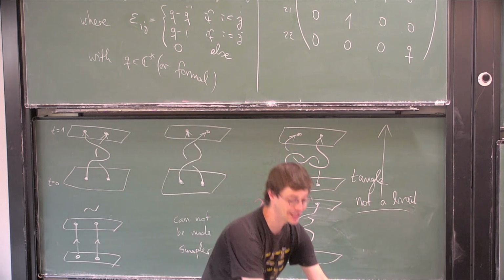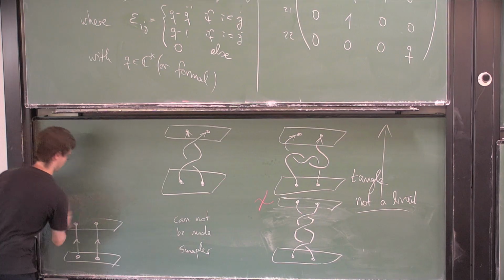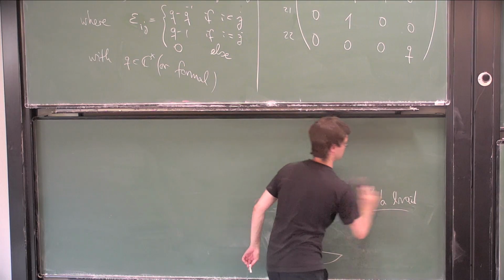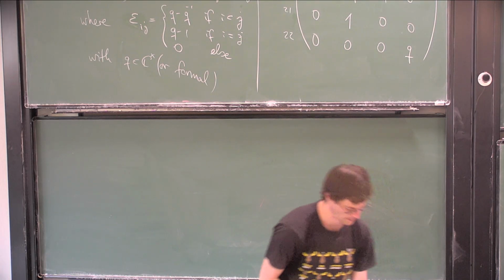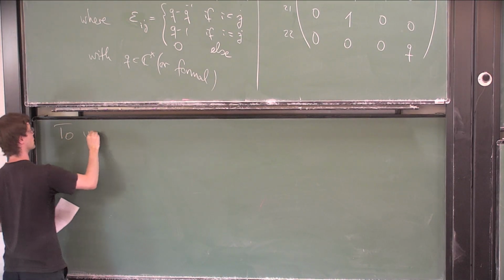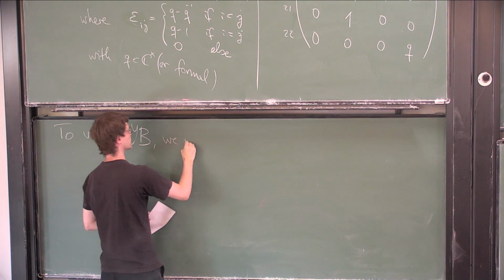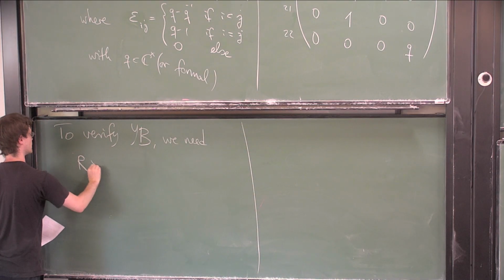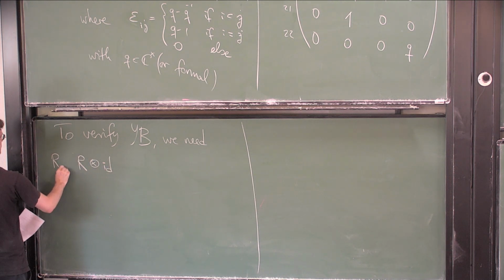So what we have to do now is verify the Yang-Baxter equation. So we have to compute two things. To verify Yang-Baxter, we need two things. First of all, we need R tensor I, the identity. This is what I call R12.